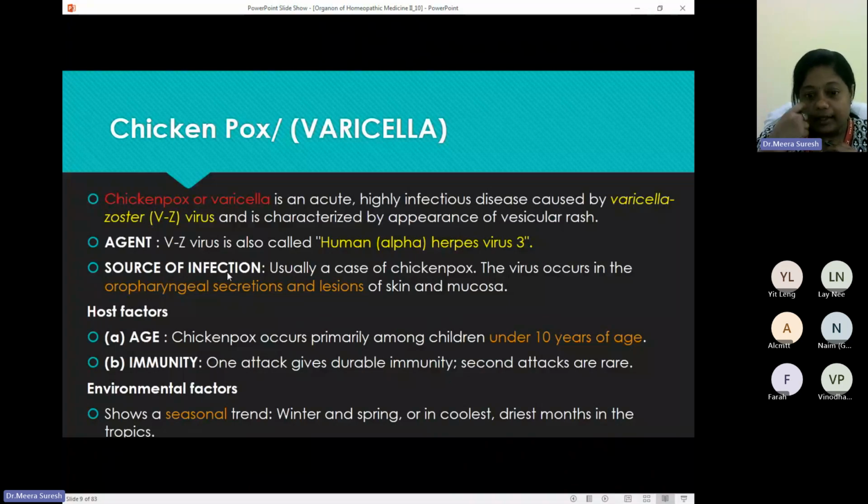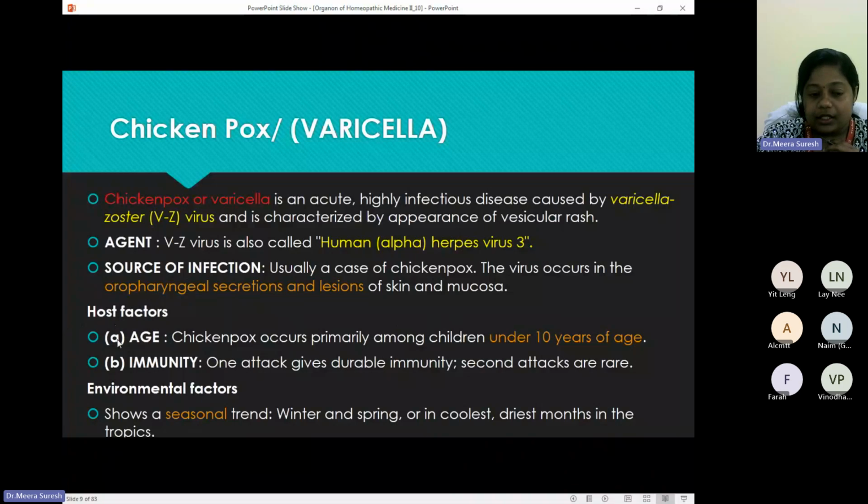Source of infection is usually a case of chickenpox. Case means a patient with chickenpox. That is usually the source of infection. The virus occurs in the oropharyngeal secretions and also in lesions of skin and mucosa. The chickenpox patient will be having some nasal symptoms and also throat symptoms. So in his oropharyngeal secretions, when he is coughing, sneezing, the virus will be spread out. And also in the lesions, the rashes he is having, the vesicle, the papule, inside that also we could get the virus. So those are the sources of infection.